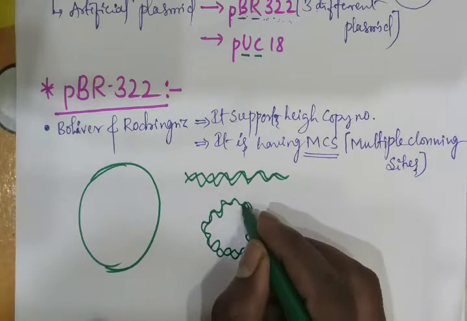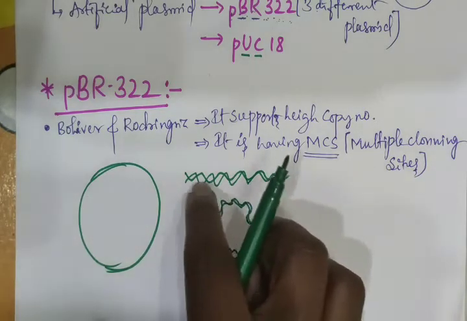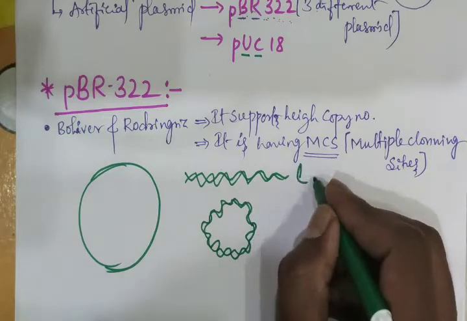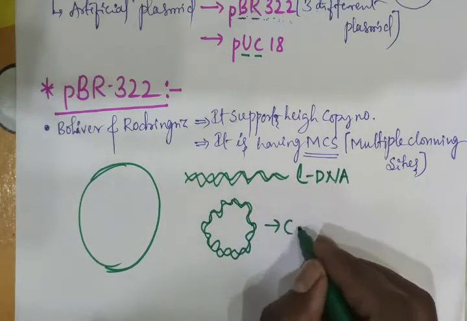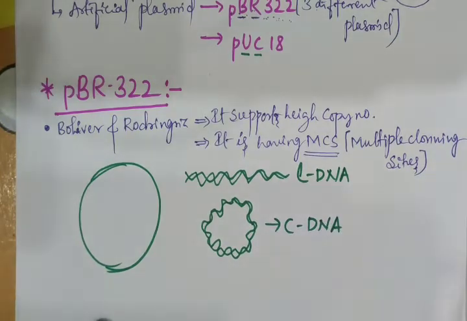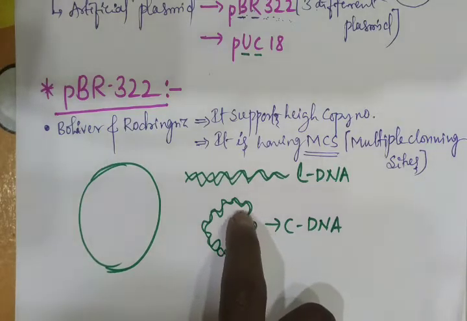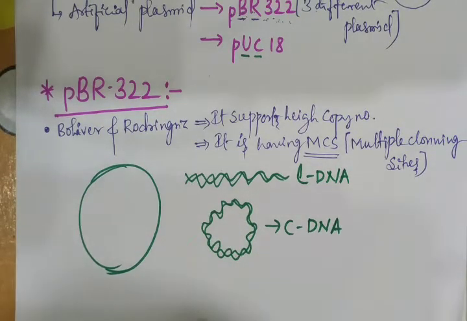Now both the ends are joined. Now this is the linear DNA. This is linear DNA. And now this is circular DNA. One is linear DNA, one is circular DNA. And DNA means it is having so many base pairs, right?